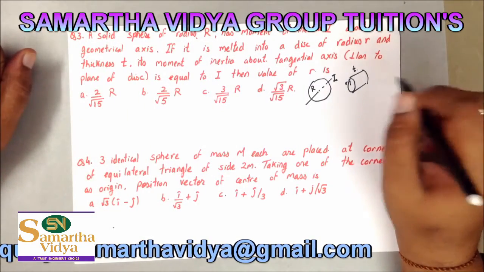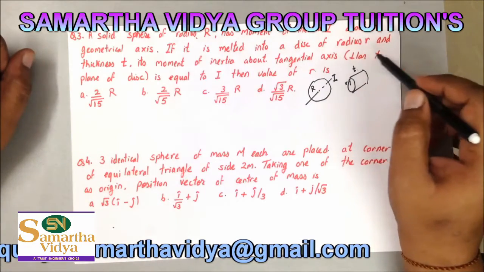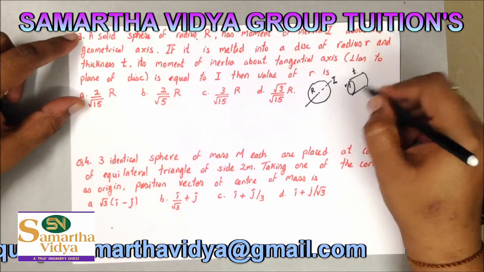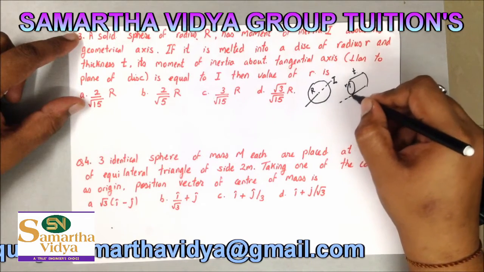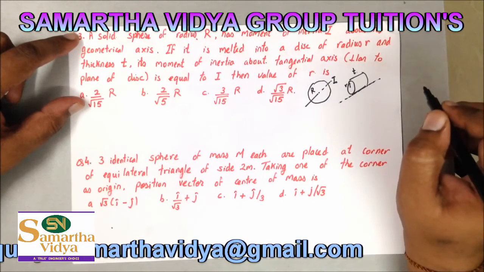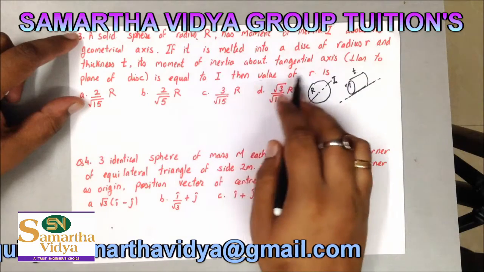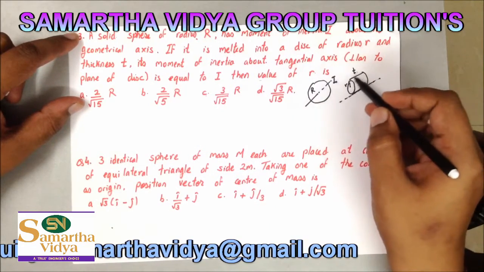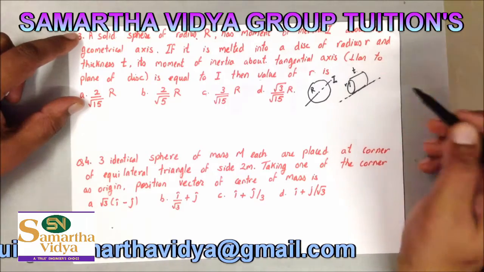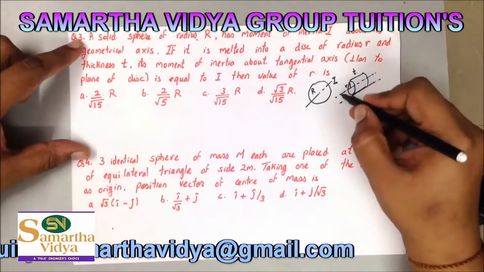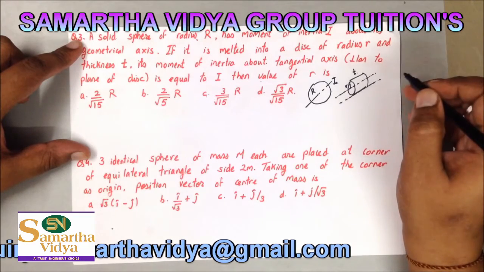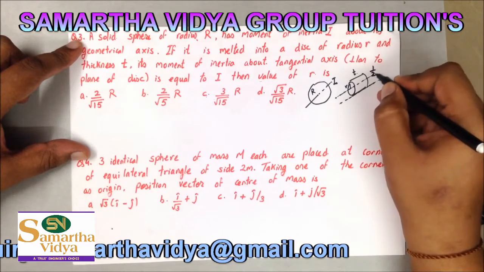Its moment of inertia about the tangential axis, which is perpendicular to the plane of the disk. So it is perpendicular to the plane, and it is tangential, so it is talking about this particular axis, is equal to I, then the value of R is. So it is telling that the moment of inertia of this and the moment of inertia of this thing is the same. So we know that if I want to find the moment of inertia about the center, passing through the center, it's half m r square.